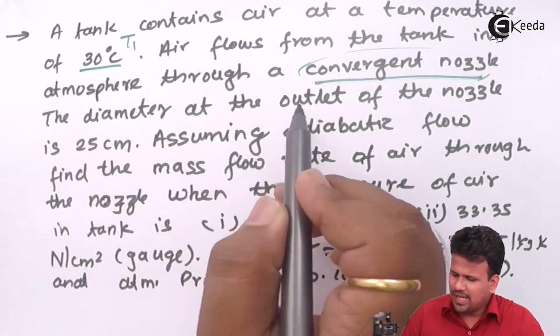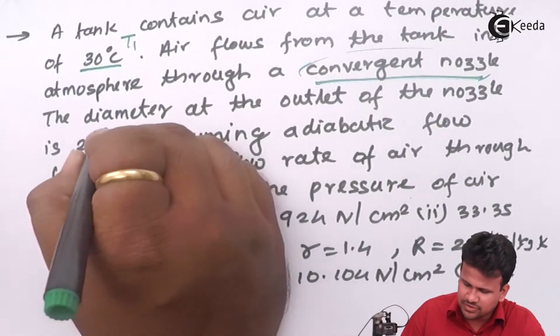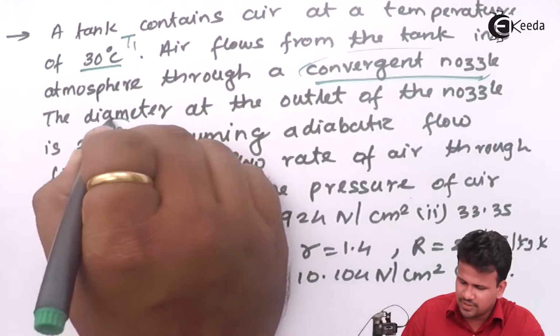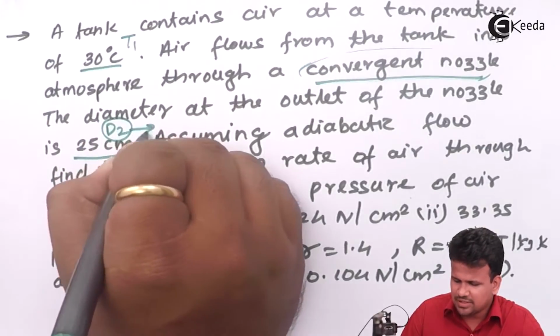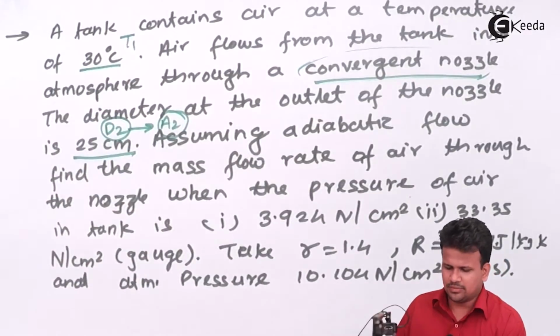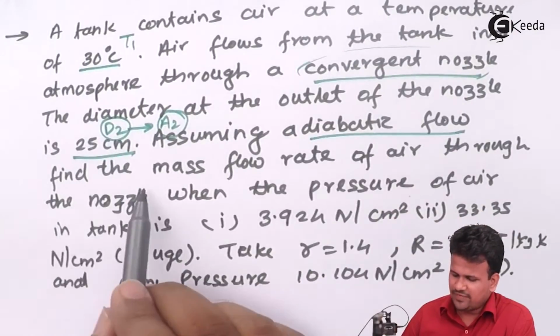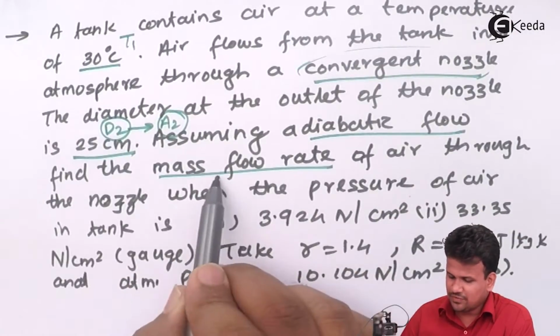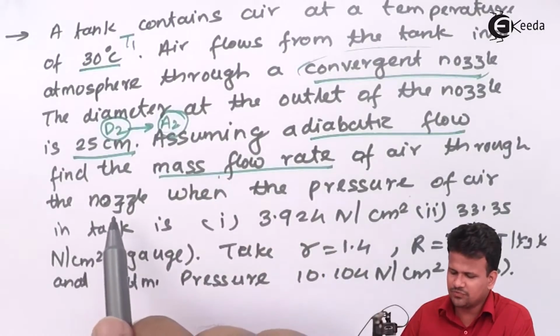The diameter at the outlet of the nozzle is given to us as 25 centimeters. So this means D2 is given to us. Note that D2 is given to us. This means we can calculate the value of A2, that is the area at the outlet. Assuming it is an adiabatic flow, find the mass flow rate. So mass flow rate will always contain A2. So this is what they have told us to find out.